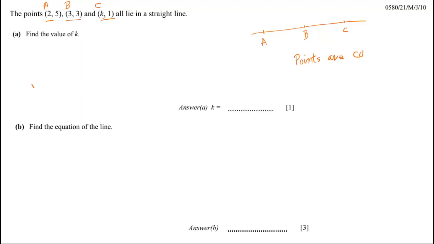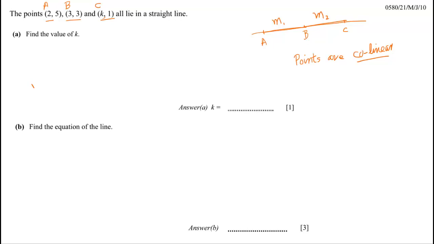Collinear means co means same, linear means line. They are on the same line. So because they are collinear, the gradient of AB, let me call it M1, and the gradient of BC, M2, must be equal, because the steepness is the same all over the line. You can also take gradient AC and say that the gradient of AB and the gradient of AC are equal. Even then the answer will be correct. You will get the same answer.